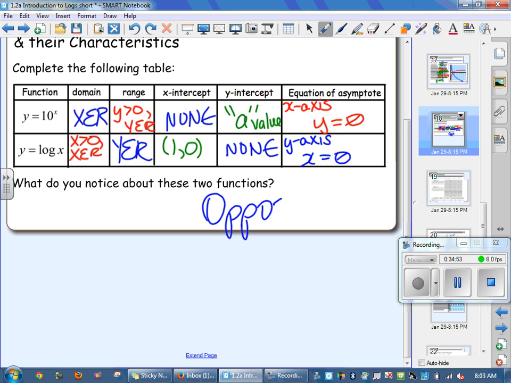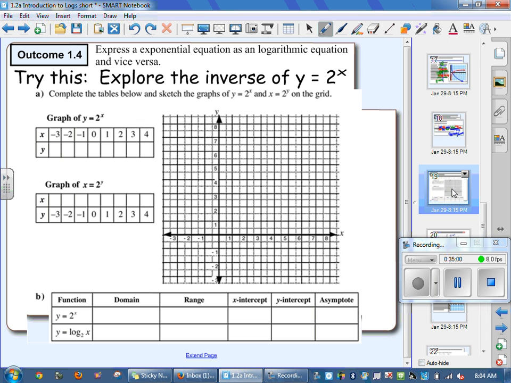So what you're going to do right now is take a look and investigate the inverse function. You're going to use the numbers in the charts as the exponents on x in the first equation and the exponent as y in the second equation. So when you've got those filled out, push play when you're ready to move on.